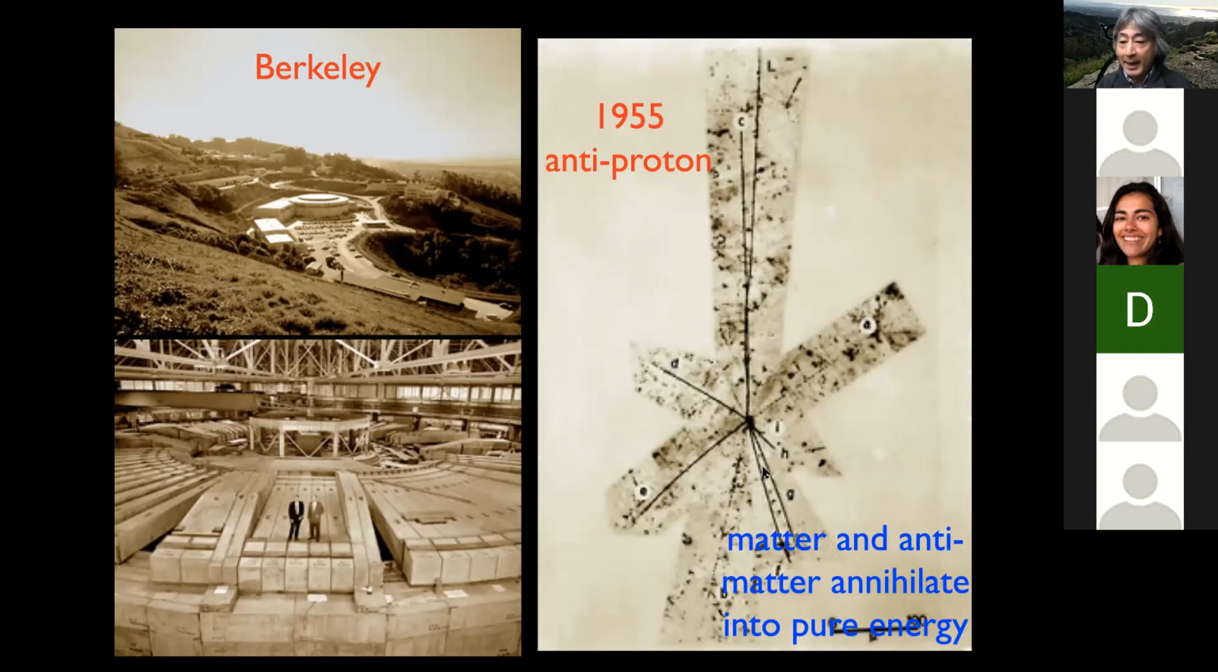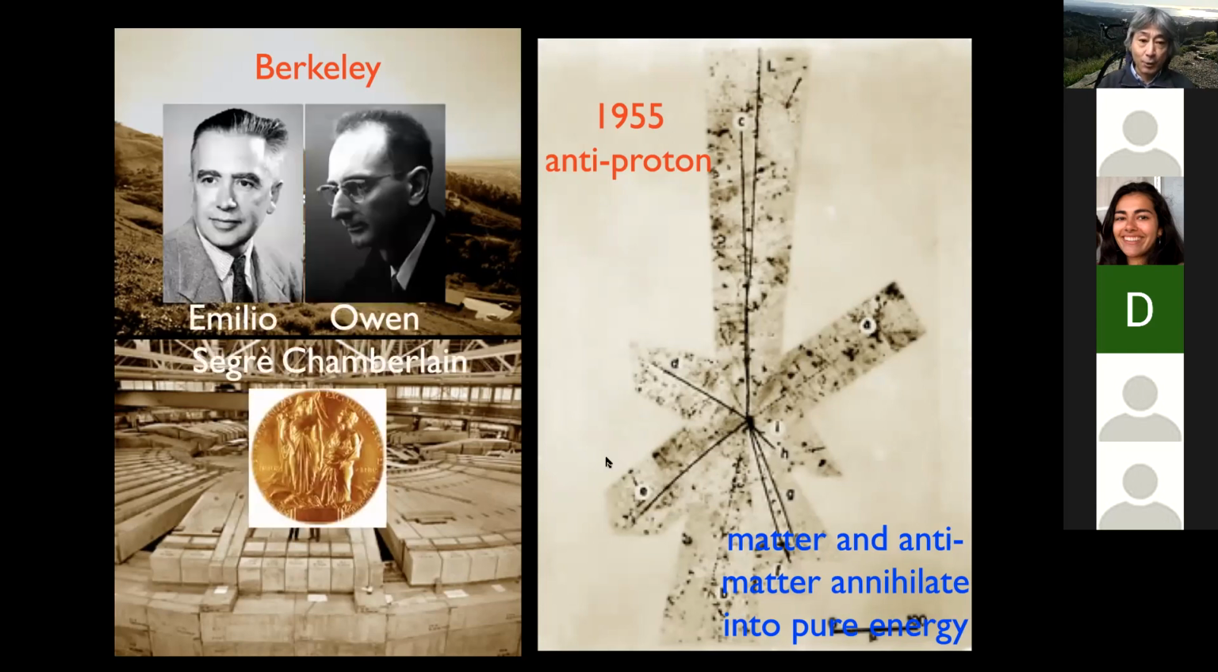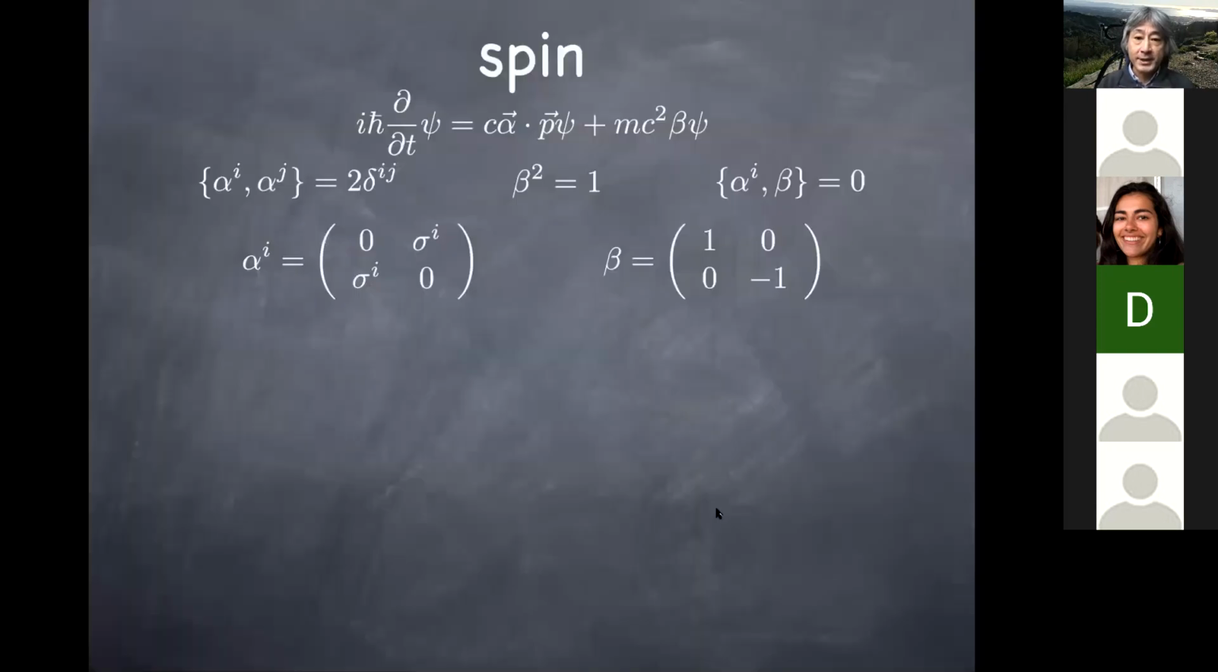All right. Any other questions on this? Good. And so this is the Nobel Prize to Emilio Segre and Owen Chamberlain. So we talked about spin. And so let us recap this.